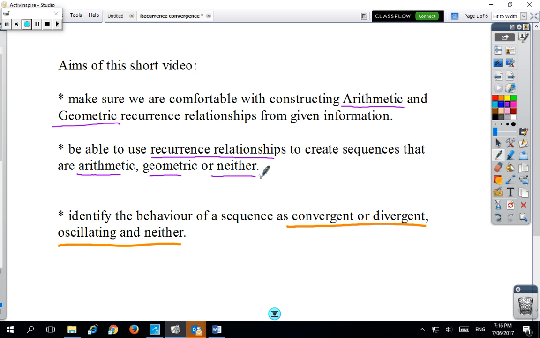Okay, now let's identify the behavior of the sequence. This is the new thing. It's either going to be convergent or divergent, and it could be oscillating, or it could be neither, none of the things we've mentioned so far. Maybe not convergent or divergent, nor oscillating. So let's have a look.